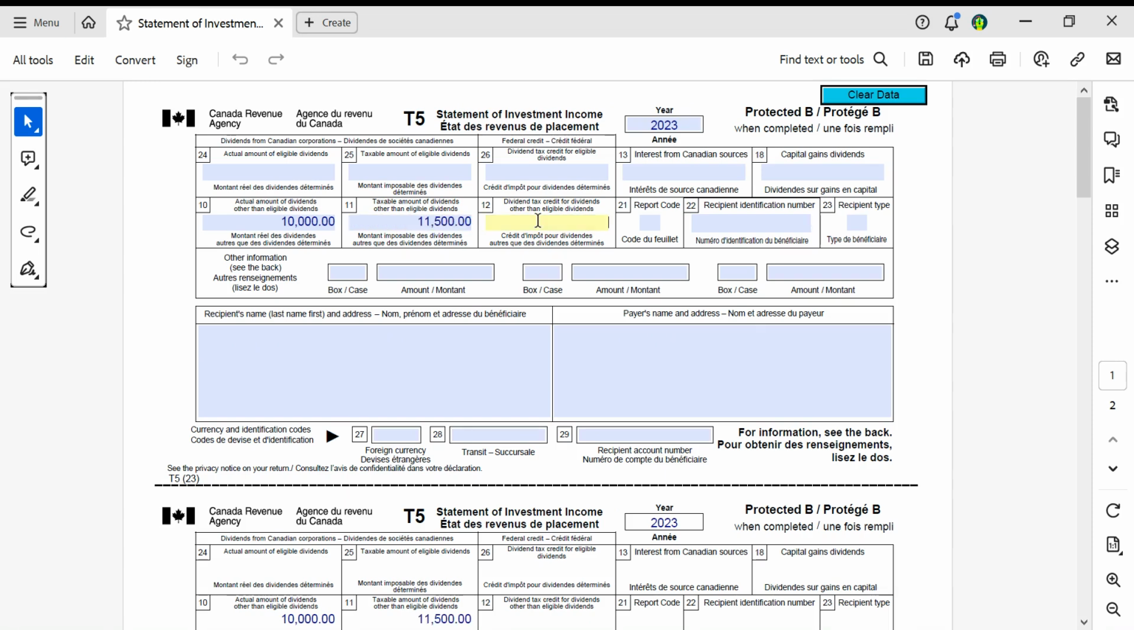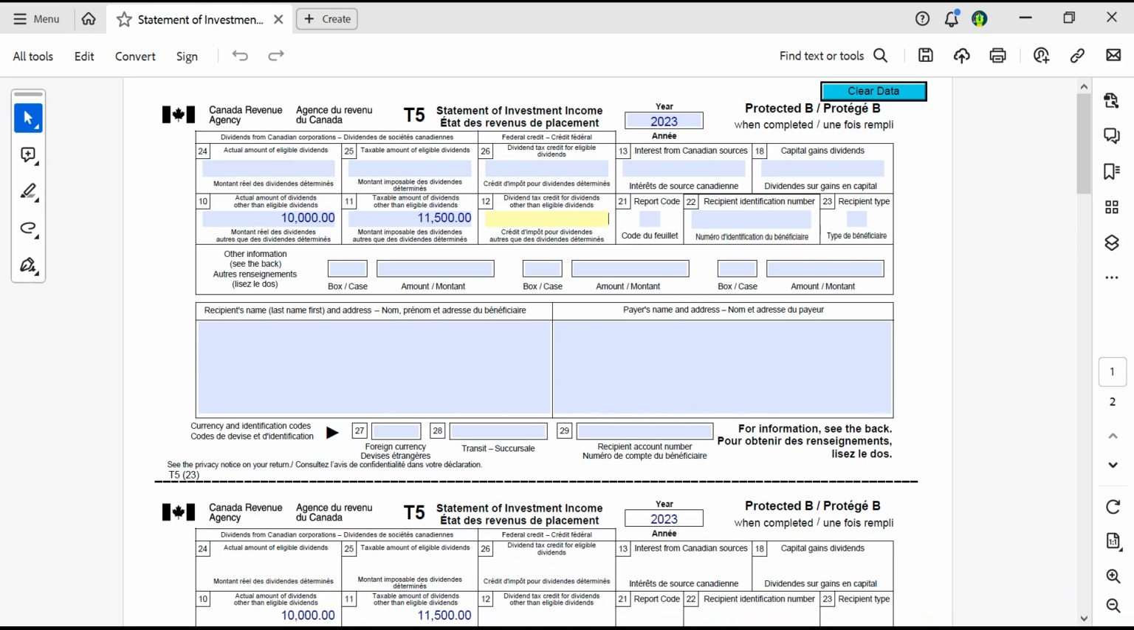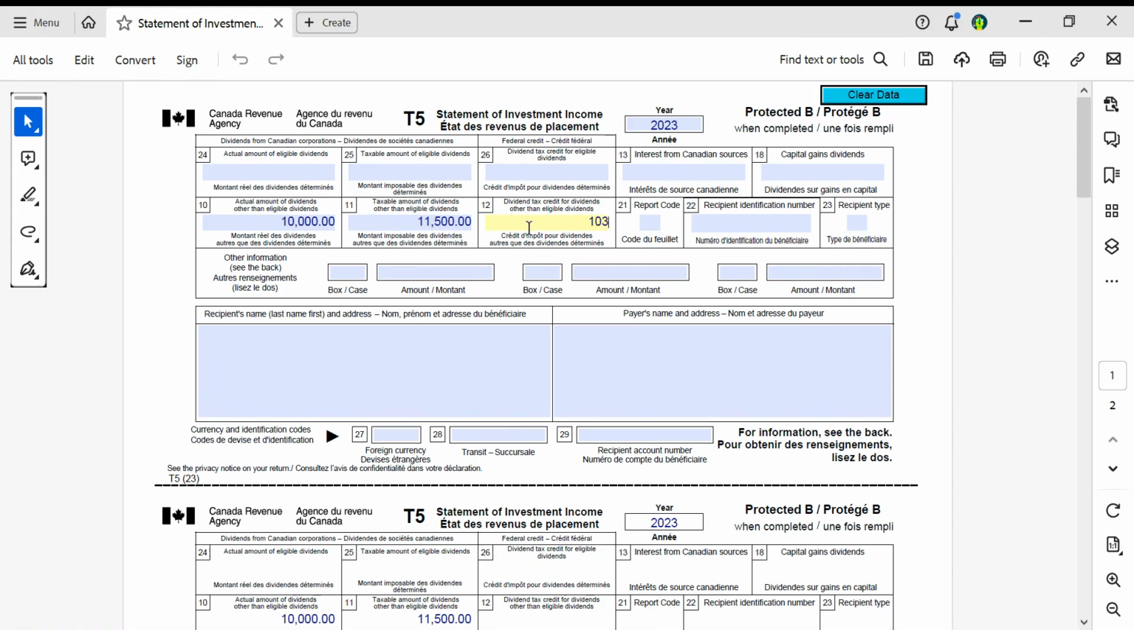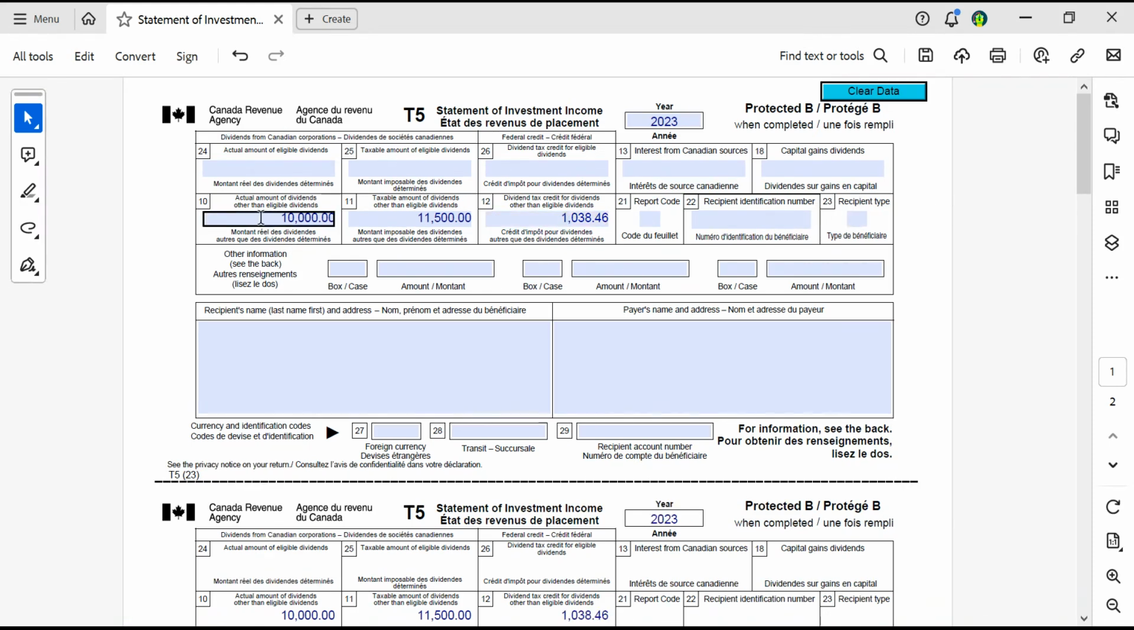So the grossed up amount that's going to be taxable for me is going to be 11,500 because that's 1.15 times 10,000. And then the dividend tax credit, I'm just going to double check what the dividend tax credit amount is for 2023. So the dividend tax credit is 9/13ths of the gross up. So in our case, it was $1,500 grossed up. So then 9/13ths of 1,500 works out to be $1,038.46.